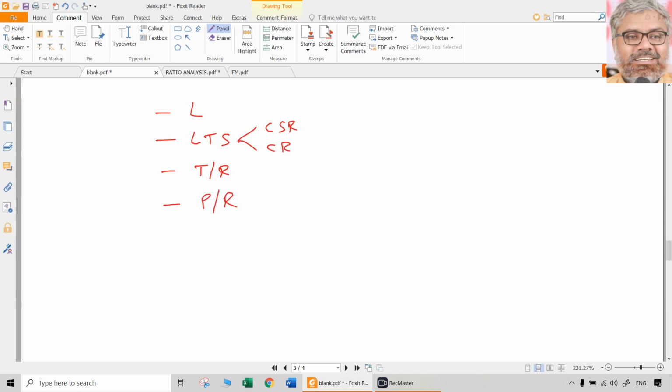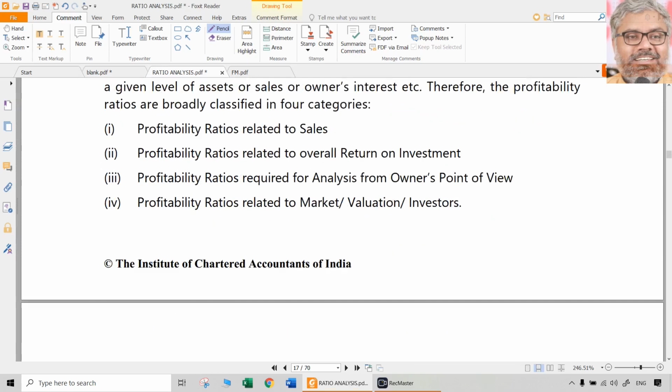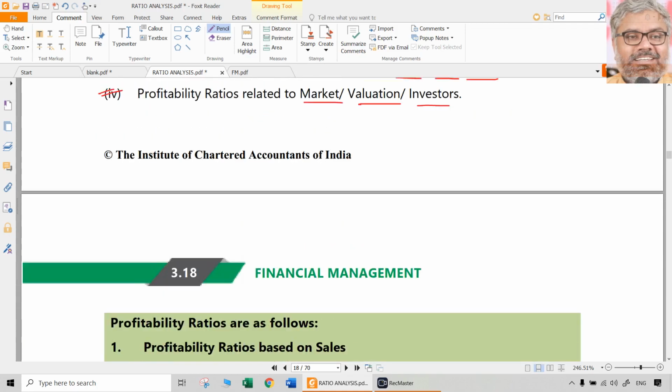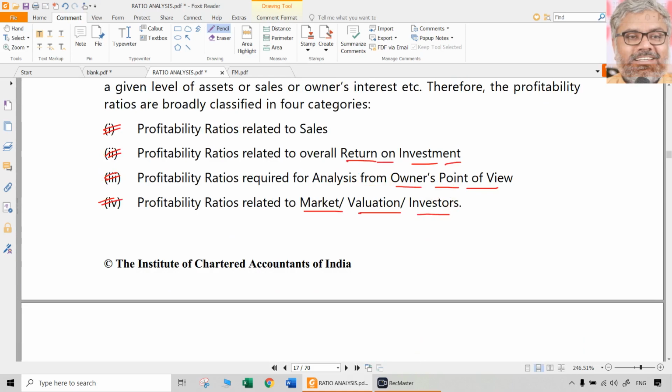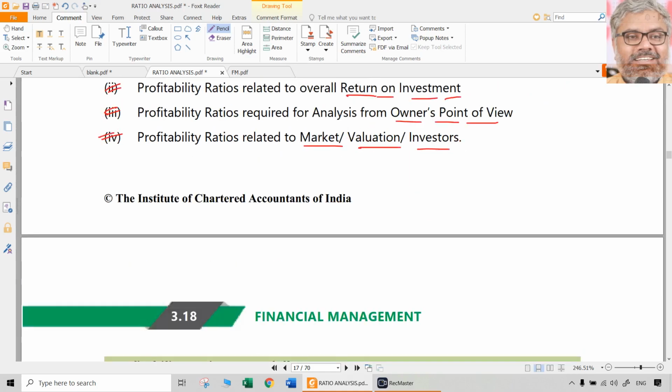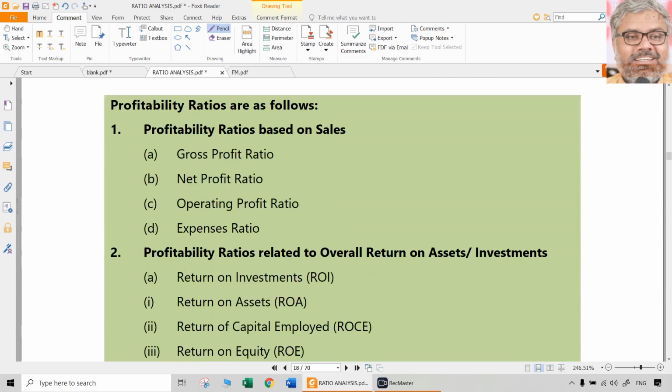Within these profitability ratios, there are further categories. Certain profitability ratios related to sales, the easiest one, and some of them you already know. Certain profitability ratios related to the return on investment, and certain profitability ratios from the owner's point of view, and certain profitability ratios related to market. Market means stock market, valuation, investors, shareholders. We are talking about public, particularly the listed companies, who will use the fourth category of ratios. So what are these ratios? One by one, let us look at them.